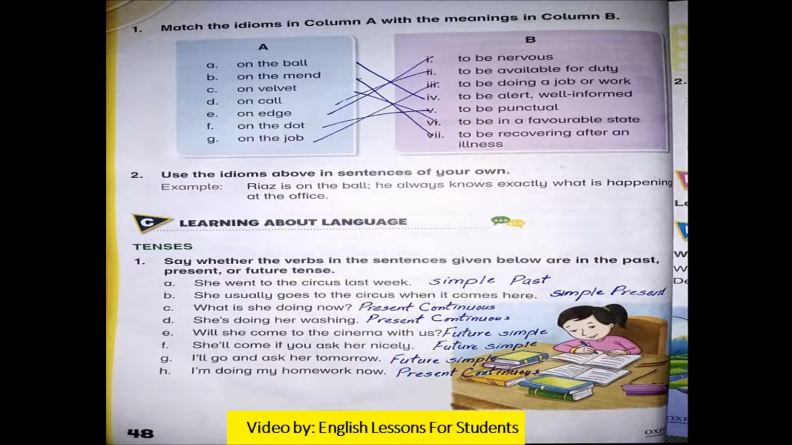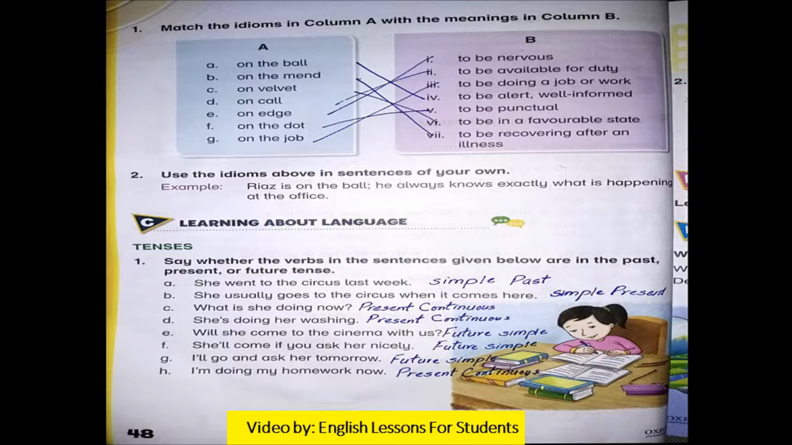Match the idioms in column A with the meanings in column B. A. On the ball, to be alert, well informed. On the mend, to be recovering after an illness. On velvet, to be in a favorable state. On call, to be available for duty. On edge, to be nervous. On the dot, to be punctual. On the job, to be doing a job or work.